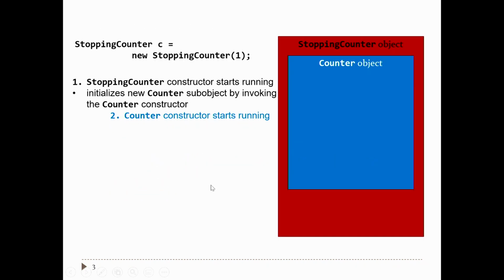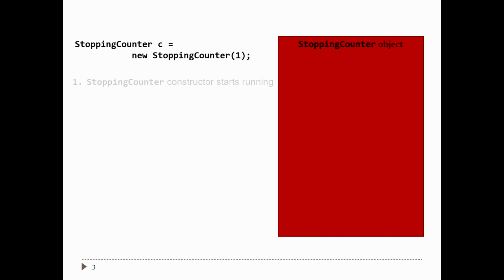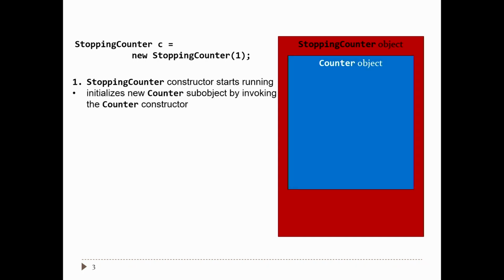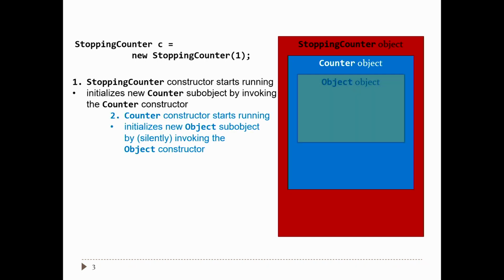So one more time, very quickly. Make a stopping counter object, its constructor starts to run. That causes the counter part of the stopping counter to be initialized. Its constructor runs. That causes the object part of our stopping counter to be initialized, and it finishes running. So the object constructor runs and finishes running. So notice the order in which the objects are actually completed. The innermost object, big O object, is the first object that's actually completely constructed.